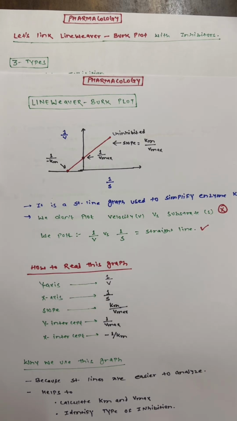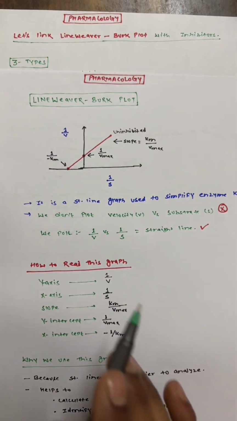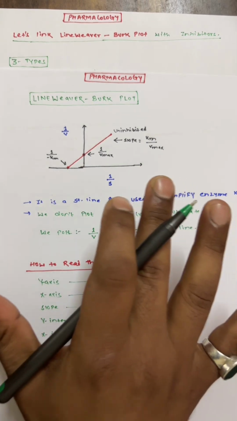So this wraps up our breakdown of the Lineweaver-Burk plot. If you can visualize where those lines meet, you'll never get these questions wrong again.